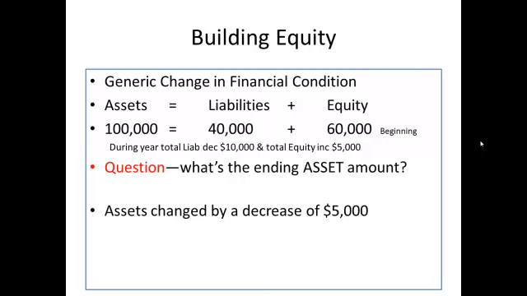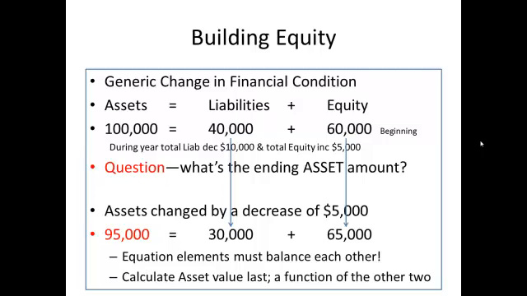Assets changed by a decrease of $5,000. If you look at the liability position change and the equity position change separately, we simply see that when liabilities go down, it took assets to reduce them. So assets will go down by $10,000. And separately, as owner's equity goes up, so does assets. And so we net the two. Assets would reduce by $5,000 or $95,000.